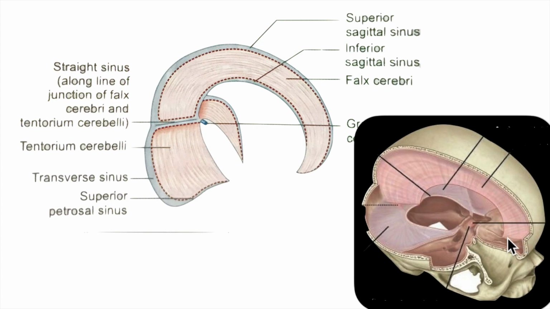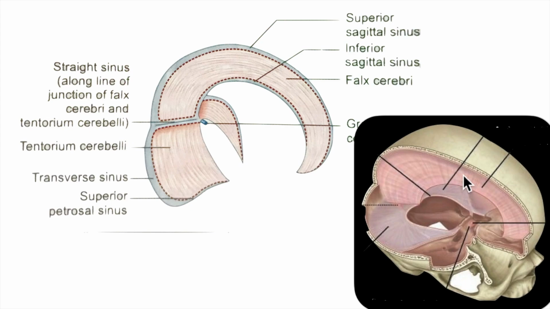It has an anterior end and a posterior end, an attached margin and a free margin. The attached margin attaches to the superior sagittal sulcus of the cranial vault, posteriorly it is attached to the tentorium cerebelli, and anteriorly it is attached to the frontal crest and the crista galli. In the attached margin there is a character, the superior sagittal sinus, and in the free margin there is the inferior sagittal sinus. These are all dural venous sinuses.